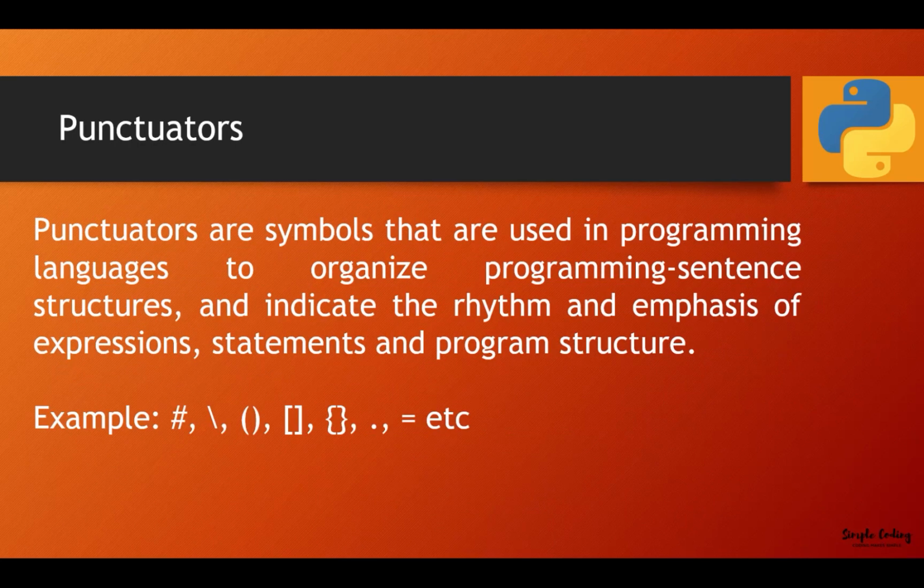Punctuators. Punctuators are symbols that are used in programming languages to organize programming sentence structures and indicate the rhythm and emphasis of expressions, statements, and program structure. For example, hash, slash, first bracket, second bracket, third bracket, dot, equals to, etc.